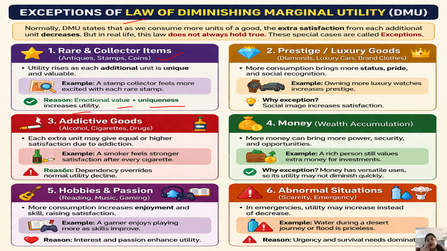The second is prestige and luxury goods. They are status symbols, as more consumption brings more status and prestige. So here utility may not decline and the law of MU may fail. The next is addictive goods, like alcohol, cigarettes and drugs. When the consumer consumes an extra unit of these addictive goods, it may give higher satisfaction, and here the law of diminishing utility fails. The fourth is money or wealth accumulation, where with more money people can buy more power, security, and opportunities.